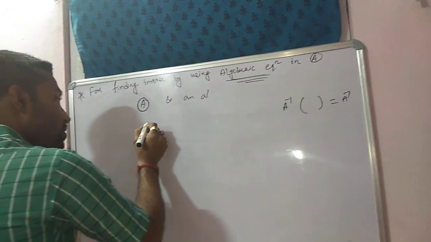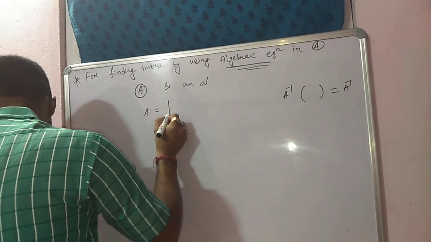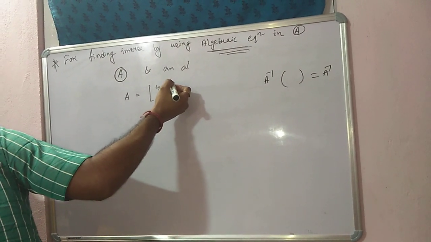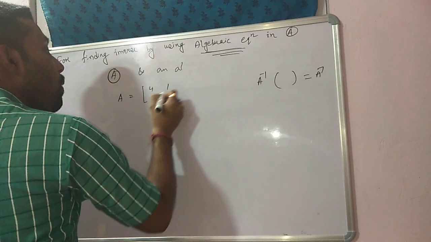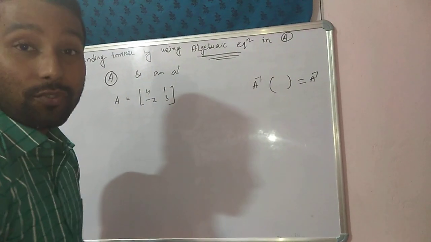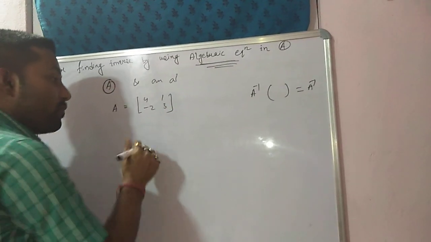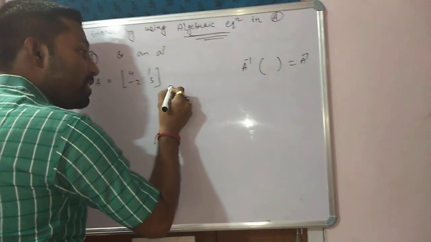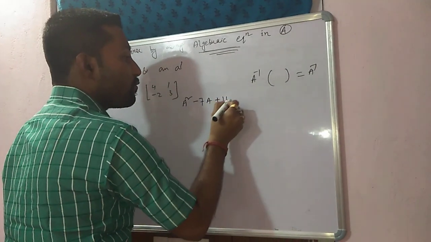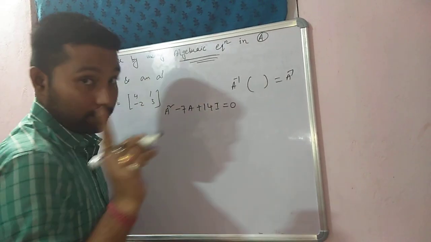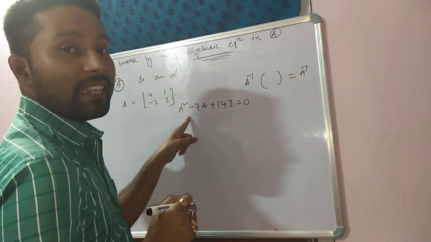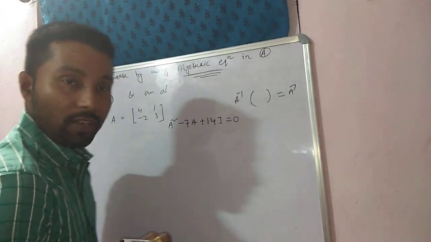ठीक है, suppose A is equal to the matrix 4 1 minus 2 3. One matrix is given. A equal to 4 1 minus 2 3. Verify A square minus 7A plus 14I is equal to 0. क्वेश्चन है ये. ठीक है, मैं एक एग्जांपल देके प्रूफ कर रहा हूँ. A is given. Verify that A square minus 7A plus 14I equal to 0.